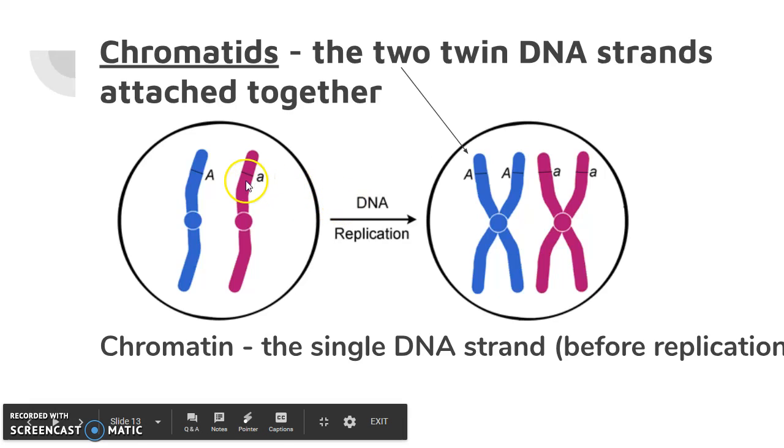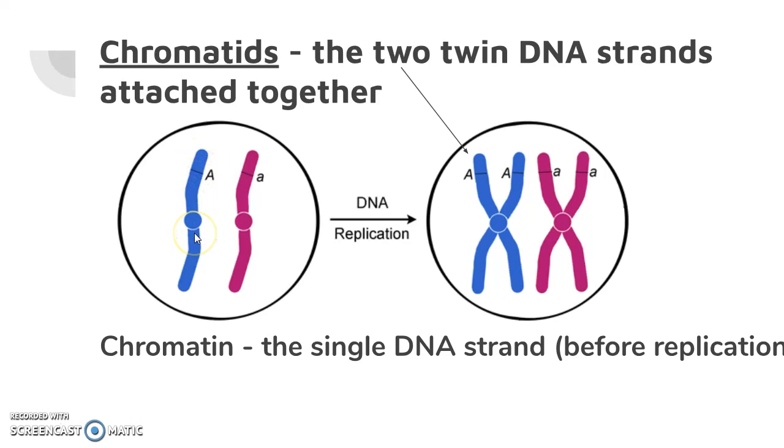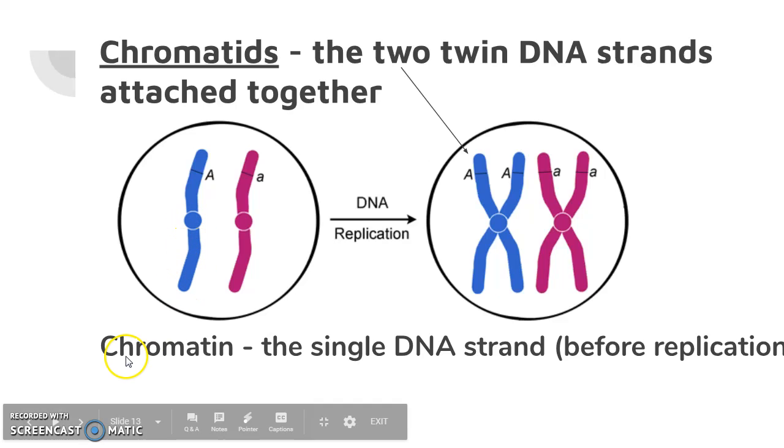Before DNA replication, the structure of a chromosome is just one thin strand, and we call that thin strand chromatin. Chromatin is just when it's one thin strand.